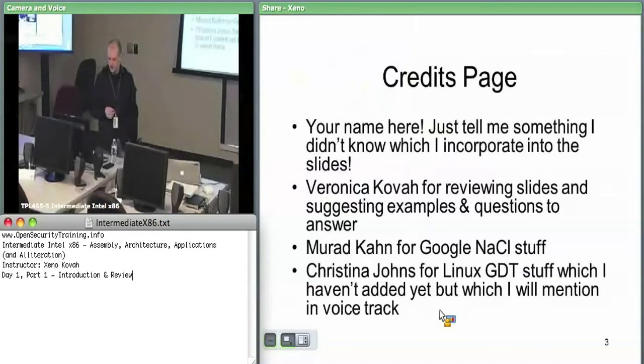And then Christine Jones, in the intermediate class this year down in McLean, pointed out some good information about how the global descriptor table, which we'll learn about later, works on Linux. That brought up a good point about how it probably works on Windows as well. I haven't got around to confirming it yet, but when I do, I'll point this out. I haven't put that into the slides yet.